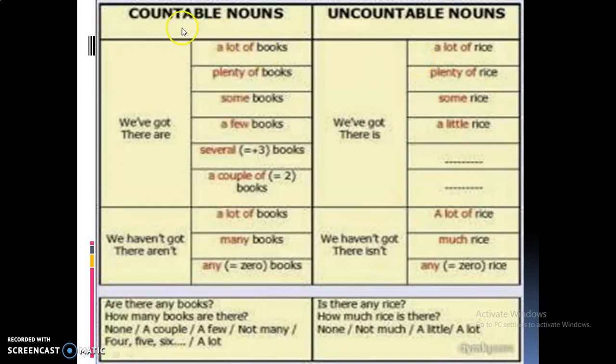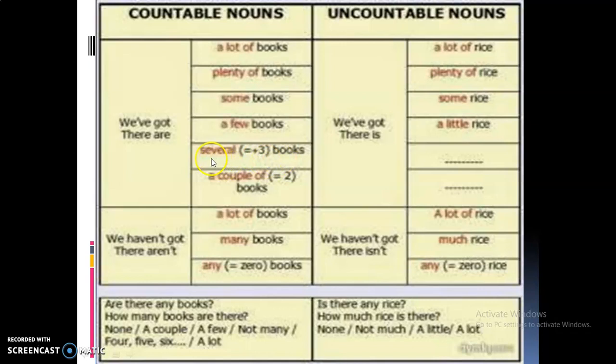So let us now see these examples. We have got a lot of books. We have got plenty of books, or there are plenty of books. There are some books. There are a few books. So several is equal to 3 books. Several means more than 3.